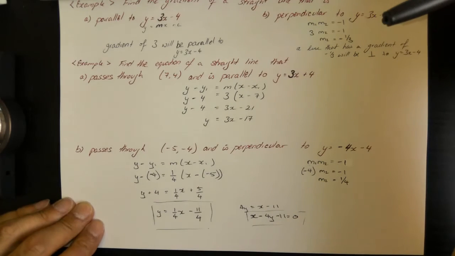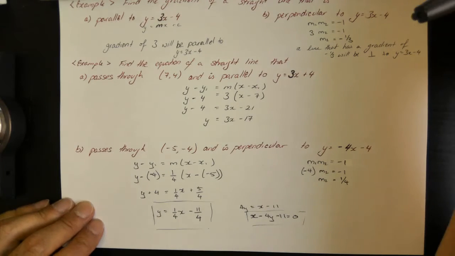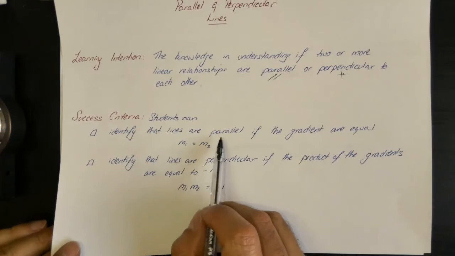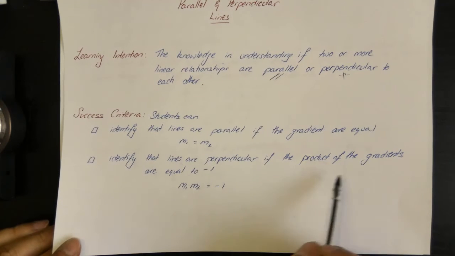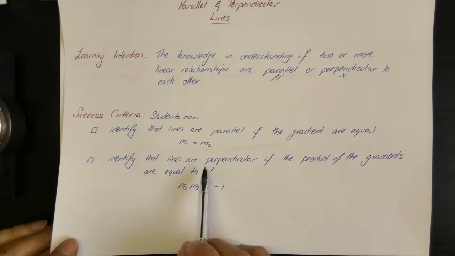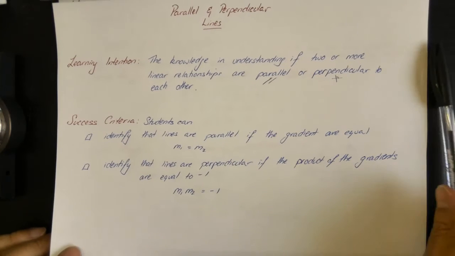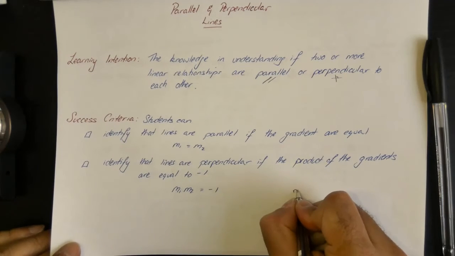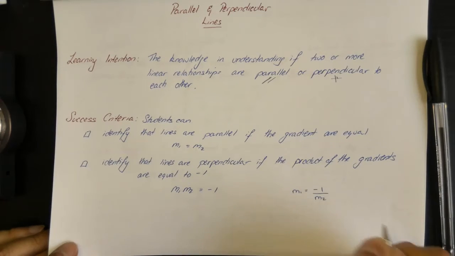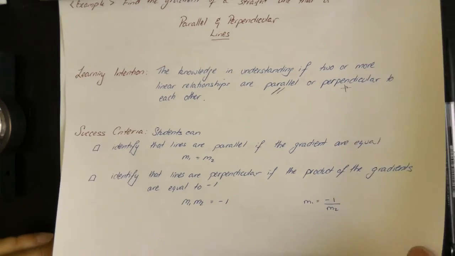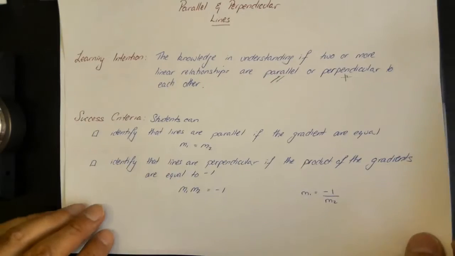So that is how to calculate. If the gradients are the same, the lines are parallel. If the gradients multiplied together give you -1, then they are perpendicular. You might see m1 equals -1 over m2, and that's fine, that'd be the same. Okay, so good luck.